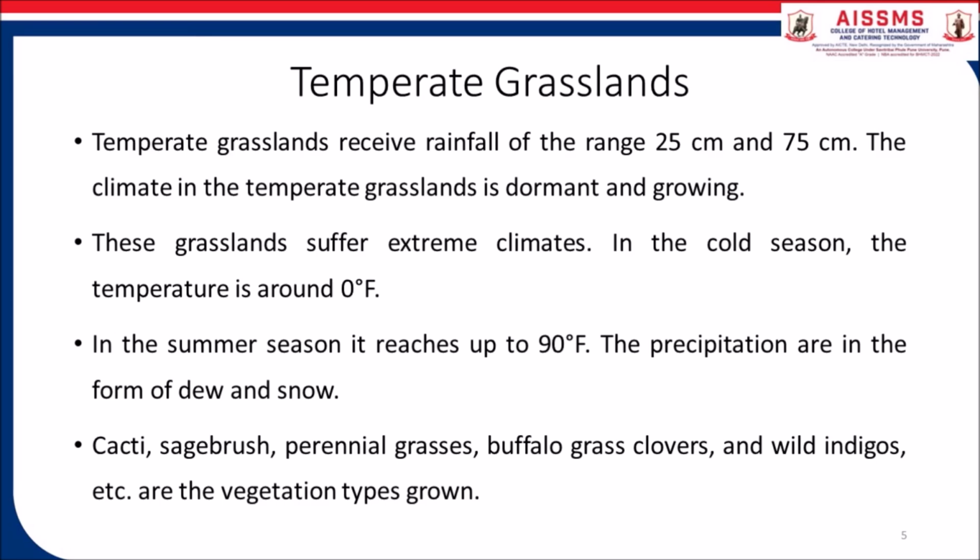Second will be temperate grassland. Temperate grassland receives a rainfall of around 25 centimeter to 75 centimeter in range. The climate in temperate grassland makes it both dormant and growing. Moreover, these grasslands suffer extreme climates. In the cold season, the temperature can reach up to 0 degree Fahrenheit as well, while in the summer season it reaches up to 90 degree in some areas. The precipitation in this grassland is mostly in the form of dew and snow. For instance, some vegetation that grows here are cacti, sagebrush, perennial grasses, buffalo grass, clovers, and wild indigos, etc.